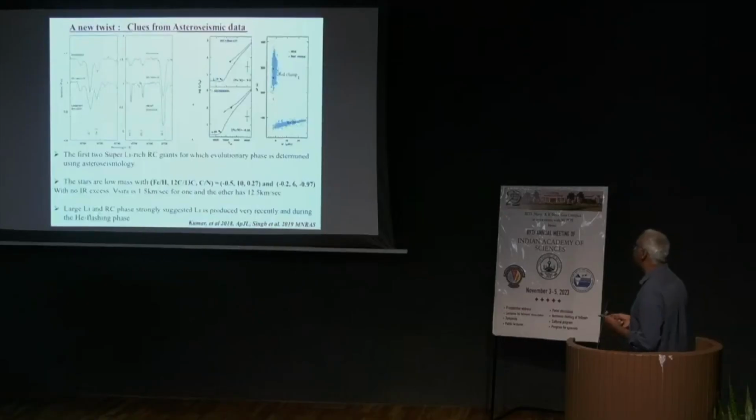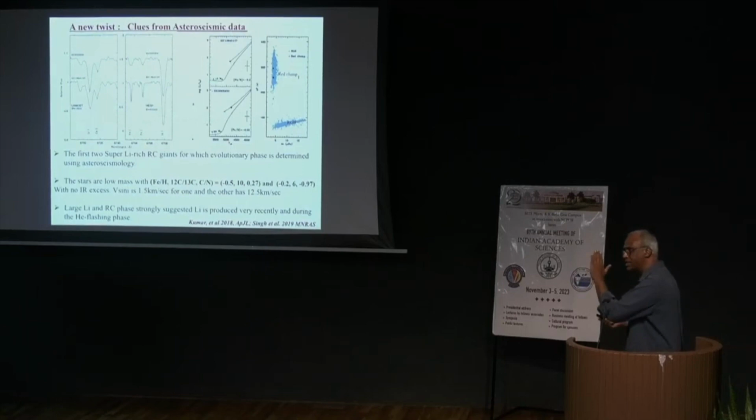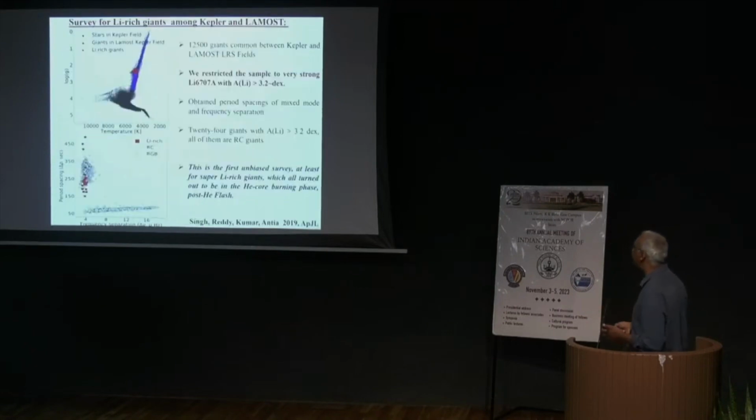And this was a very nice thing. What it solved was that suddenly we found two stars which are unambiguously red clump stars, and they are super lithium rich. This is one of the first pieces of evidence we got that nothing is happening on the red giant branch. There is something after the helium flash. Still, we didn't really know that the helium flash is what is causing this entire thing.